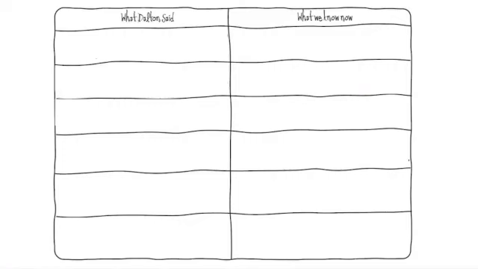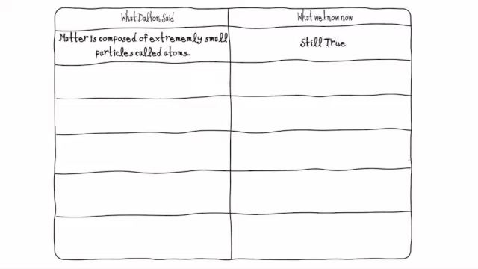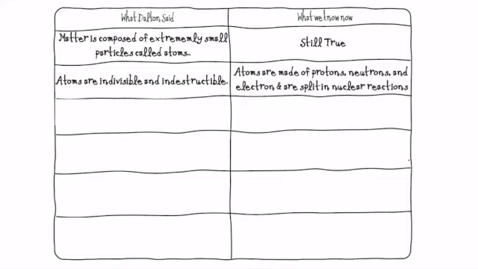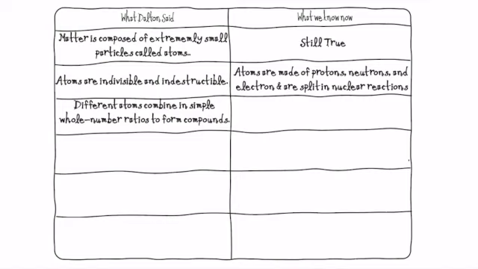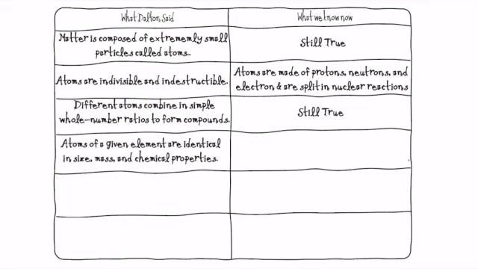So what did Dalton's atomic theory say? All matter is composed of extremely small particles, called atoms. That's still true. Atoms are indivisible and indestructible. What we know now is that atoms are made of protons, neutrons, and electrons and can be split in nuclear reactions. Different atoms combine in simple whole number ratios to form compounds. That's still true. Atoms of a given element are identical in size, mass, and chemical properties.